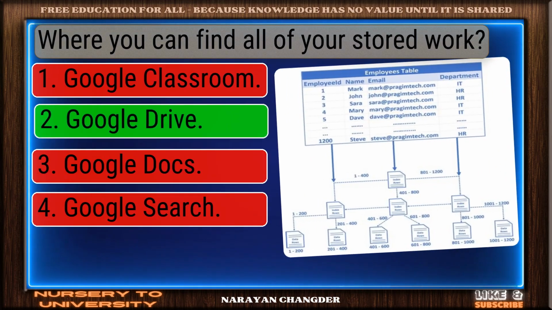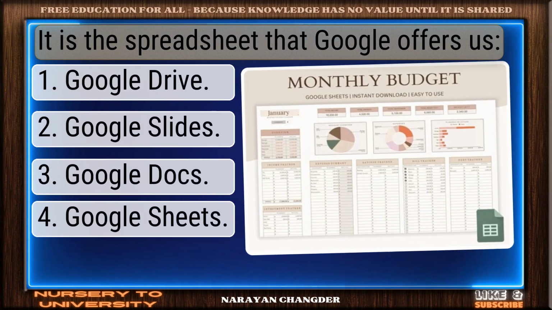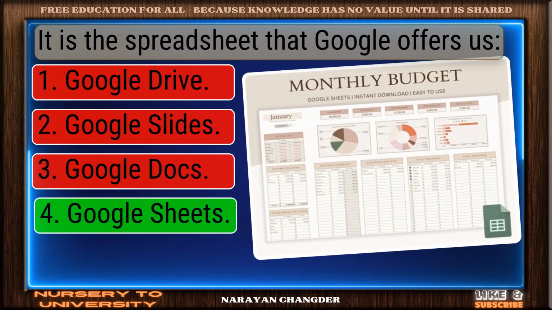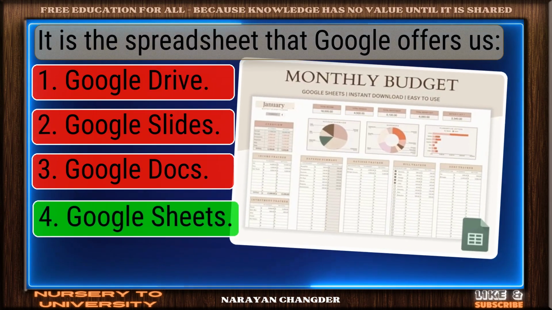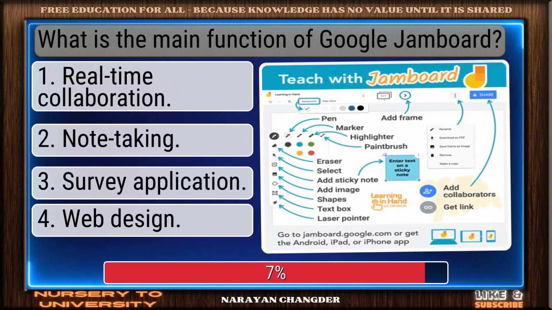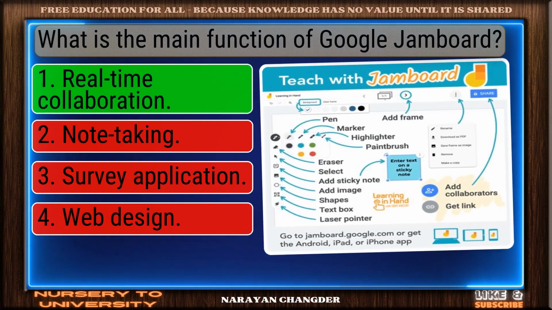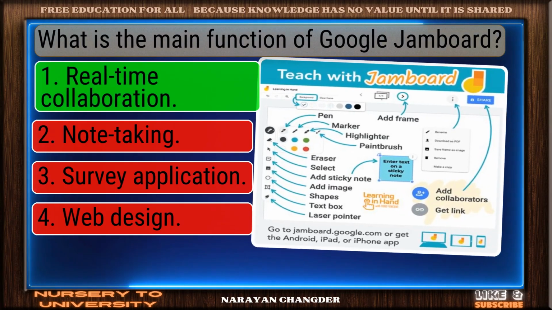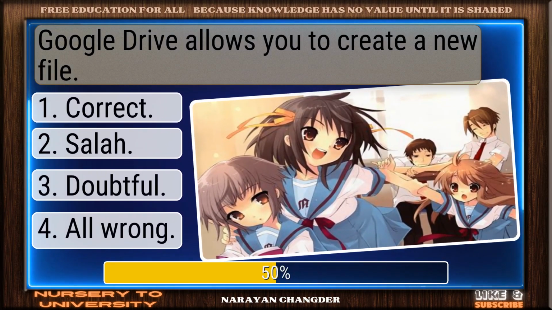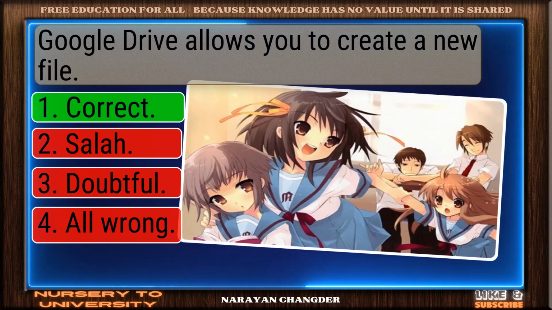Good job. Google Drive works well here. It is the spreadsheet that Google offers us. Good thinking. Google Sheets is the right answer. What is the main function of Google Jamboard? Nice work. You chose real-time collaboration, and it is correct. Google Drive allows you to create a new file. Right choice. Correct is the best answer.